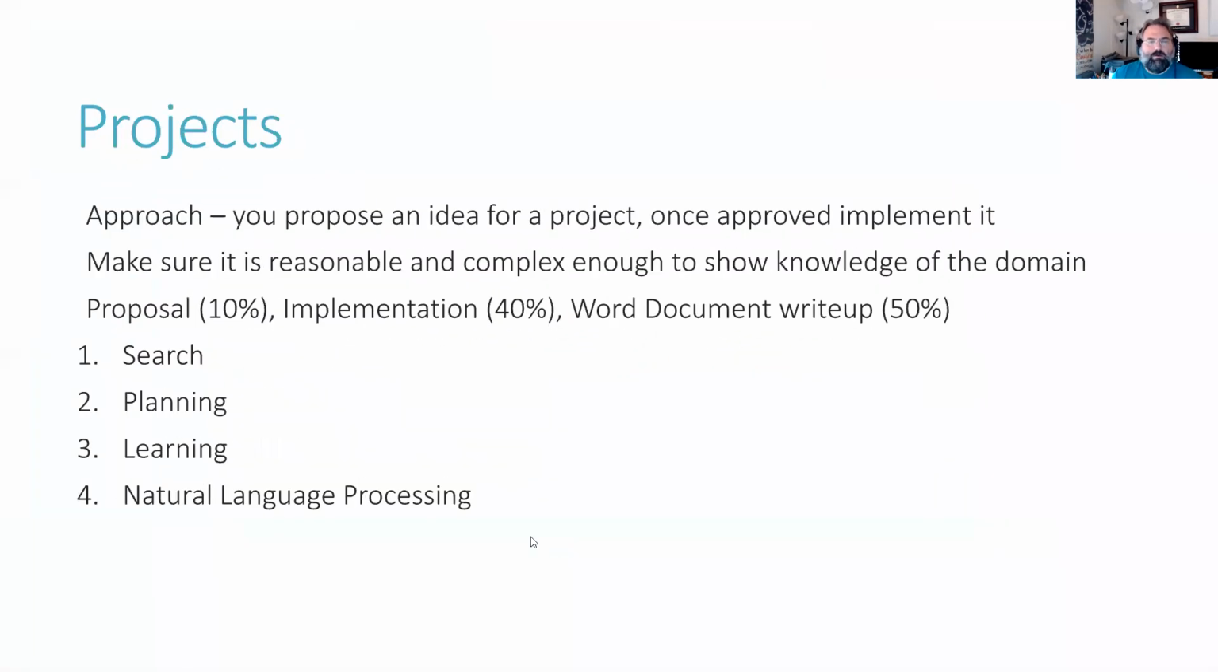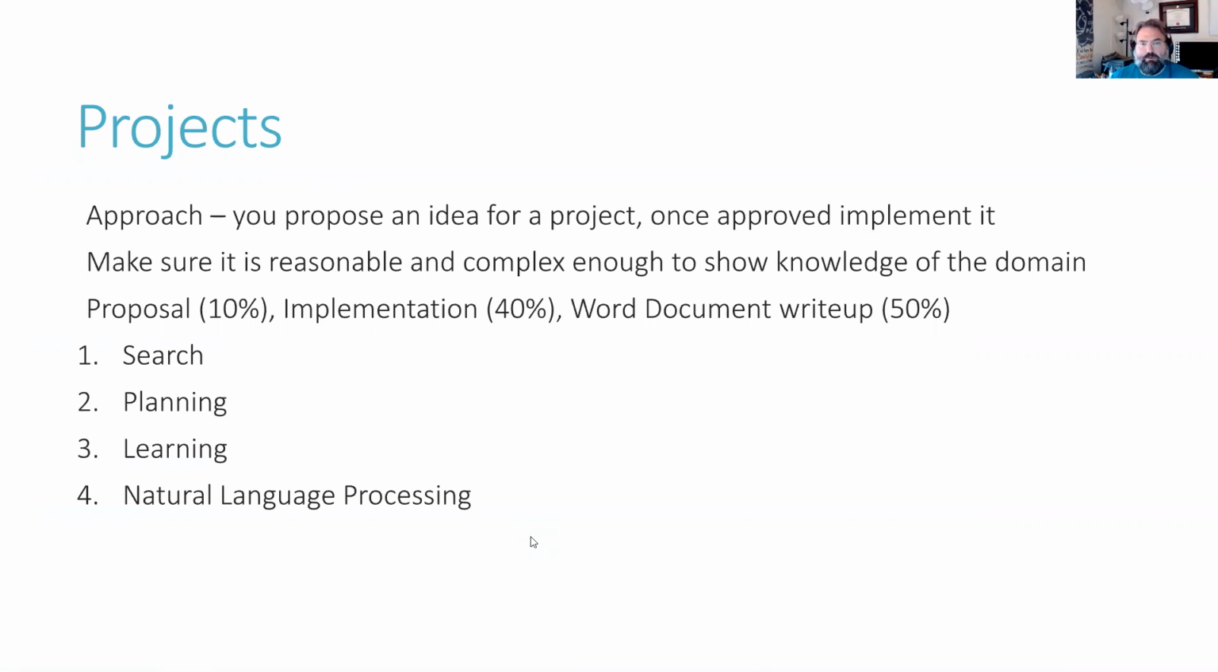Projects, the other element of this course. The basic idea here is that you give a proposal for a project. Once I approve it, you implement it, you make sure it's reasonable, that you can actually do it. So don't do something too hard for yourself. I probably wouldn't approve it anyway. So don't propose something that is outlandish. Do something that is attainable. But it's got to be complex enough to show that you have some knowledge in the domain that we're talking about for that particular problem.